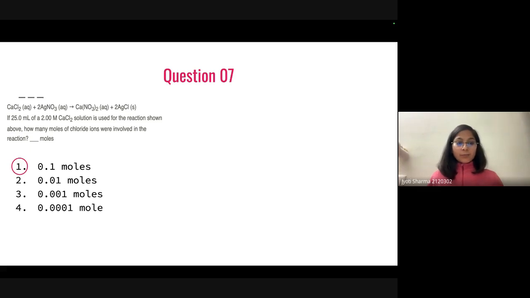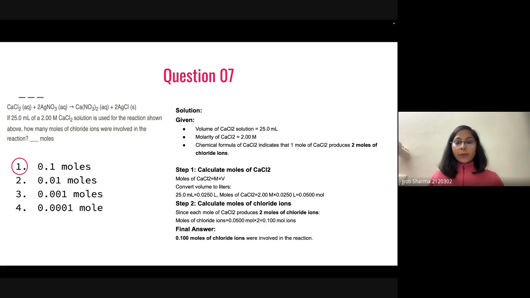Okay, so the answer is 0.1 mole. And this is how we can calculate. First we calculate the moles of CaCl2, which is molarity times V, and that gives 0.05 moles. But you know that each mole of CaCl2 will produce 2 moles of chloride ion, right? So you have to multiply it with 2, and that will give you 0.1 mole of ions. I think this is clear, is it? Should we go further?